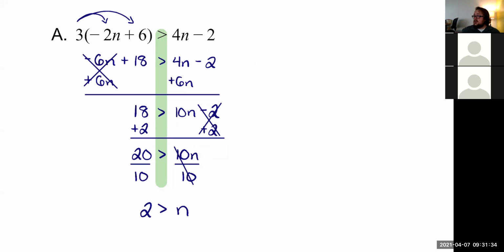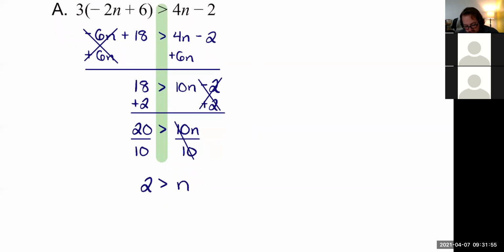What's the catch? It's on the wrong side. If I were to try to graph it right now, I would try to shade to the right, which would technically be wrong, even though the symbol is a greater than symbol. But that table up above only works if our variable comes first.